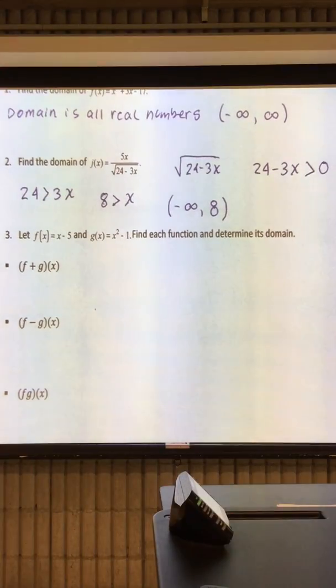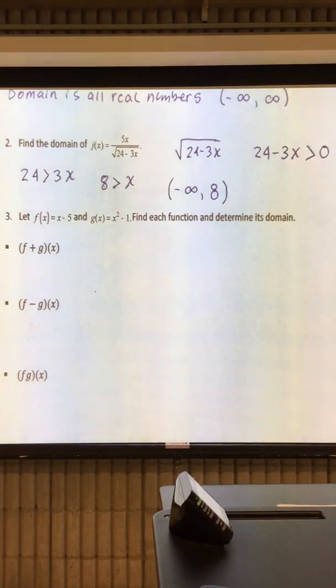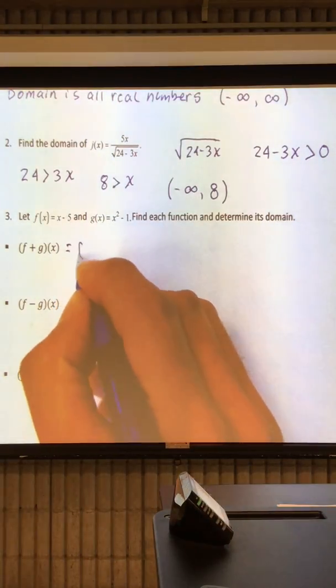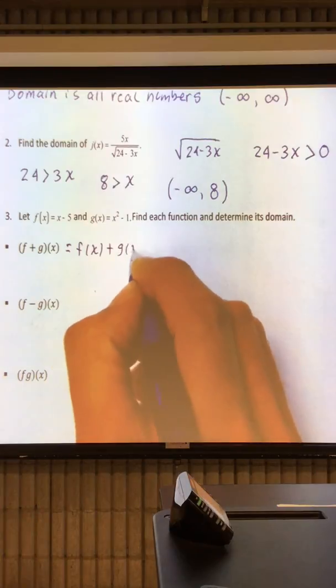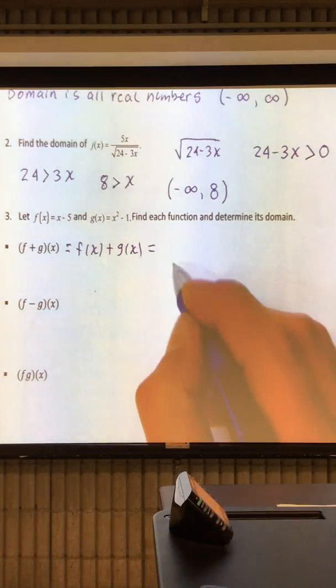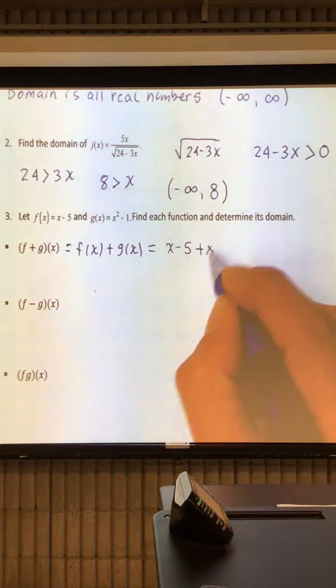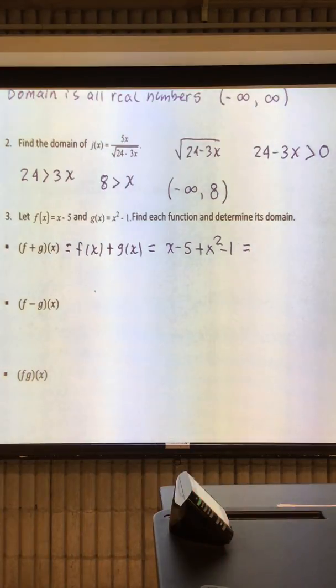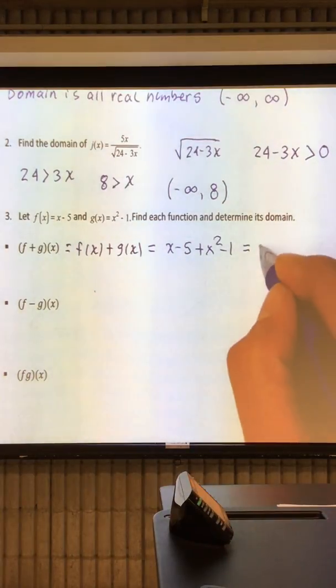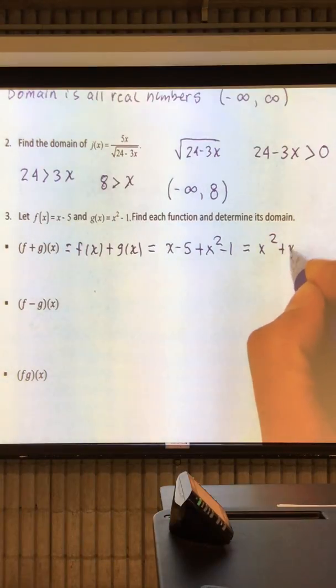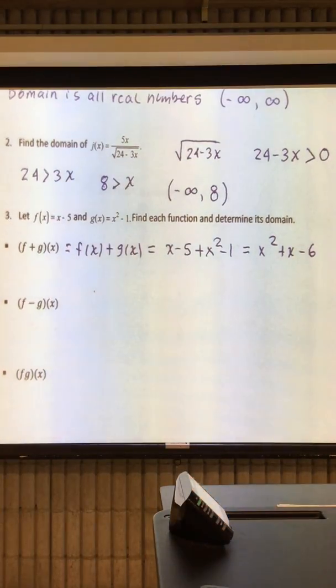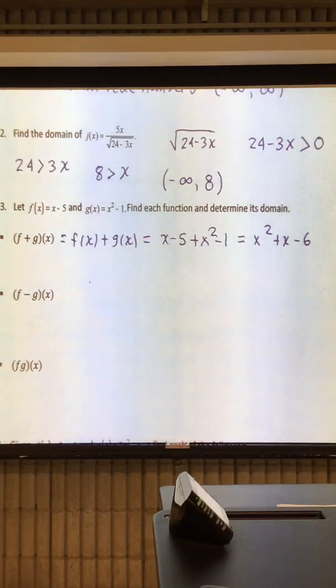Problem 3. Given a linear function and a quadratic function, find the algebra of each function listed below and determine its domain. This notation here means to take the function f of x and add it to the function g of x. So we'll simply write down our two functions, x minus 5, and then add that to our g of x function, x squared minus 1, and we'll add any like terms that we have and yield the result x squared plus x minus 6. Our result is a polynomial function, so the domain will be all real numbers for that.